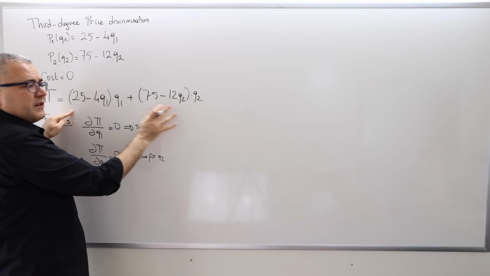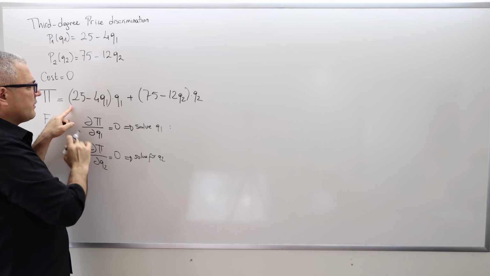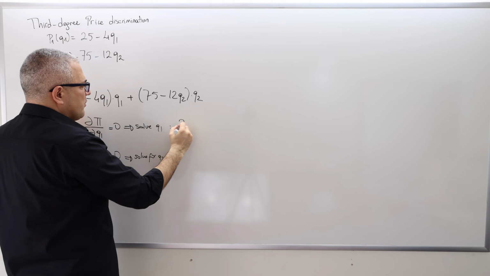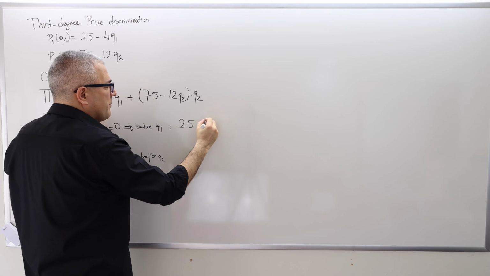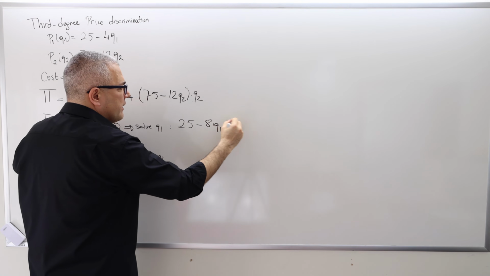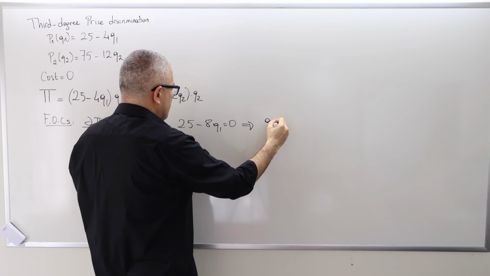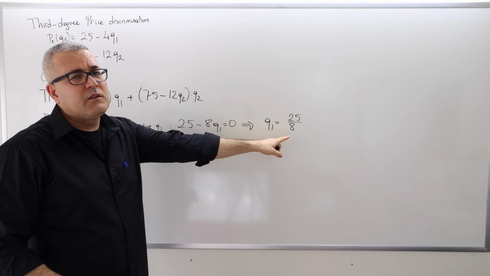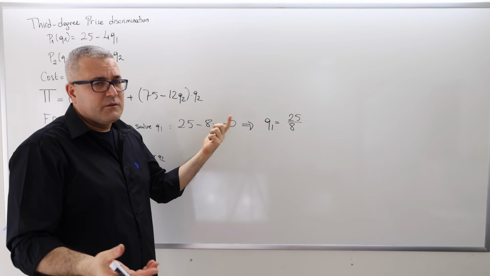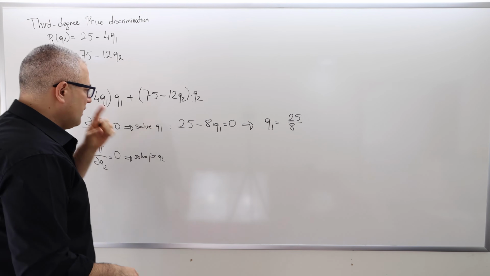Well, this part has nothing to do with Q1, so its derivative will be simply 0. So the derivative of this part matters, which is 25 minus 4 Q1 squared, so it's going to be 8 Q1. Set it equal to 0, solve for Q1, means Q1 equals 25 divided by 8. You don't need to calculate this number. You don't really need a calculator, just leave it as a ratio.